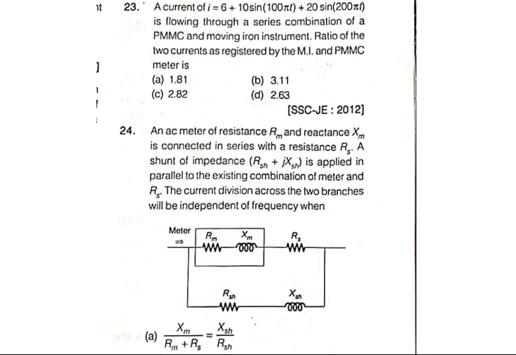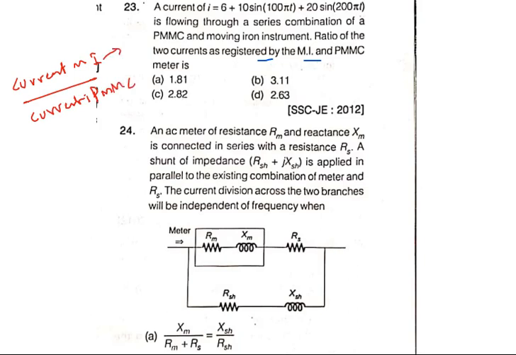See the first question. A current of i equals 6 plus 10 sine of 100 pi t plus 20 sine of 200 pi t is flowing through a series combination of a PMMC and a moving iron instrument. The ratio of the two currents as registered by the moving iron and PMMC meter is asked. The ratio of the current in moving iron to the current in PMMC is what we have to calculate.